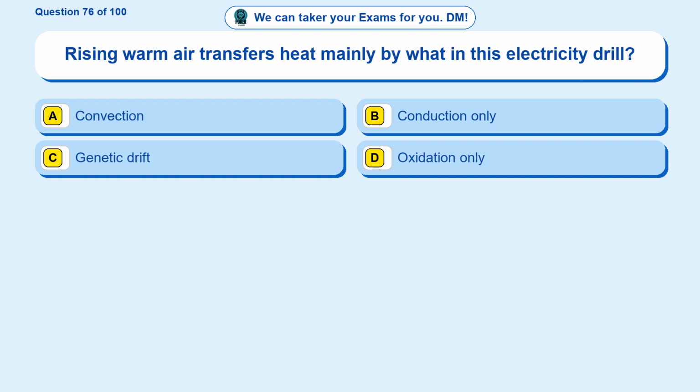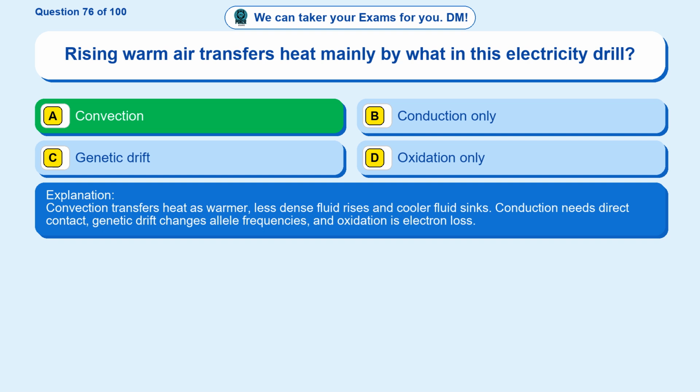Question 76. Rising warm air transfers heat mainly by what in this electricity drill? Option A, convection. Option B, conduction only. Option C, genetic drift. Option D, oxidation only. The correct answer is option A. Convection. Convection transfers heat as warmer, less dense fluid rises and cooler fluid sinks. Conduction needs direct contact, genetic drift changes allele frequencies, and oxidation is electron loss.